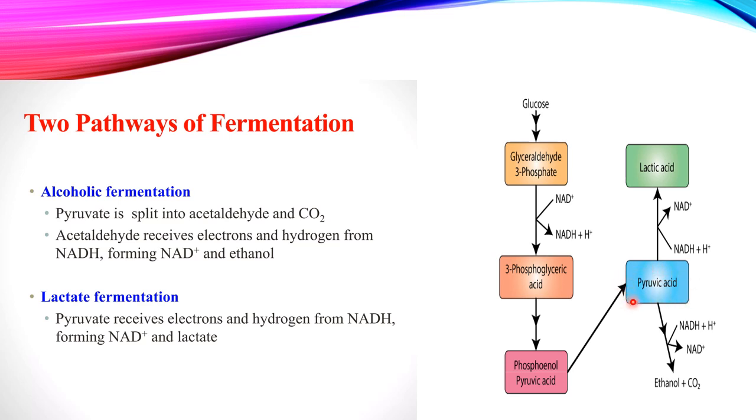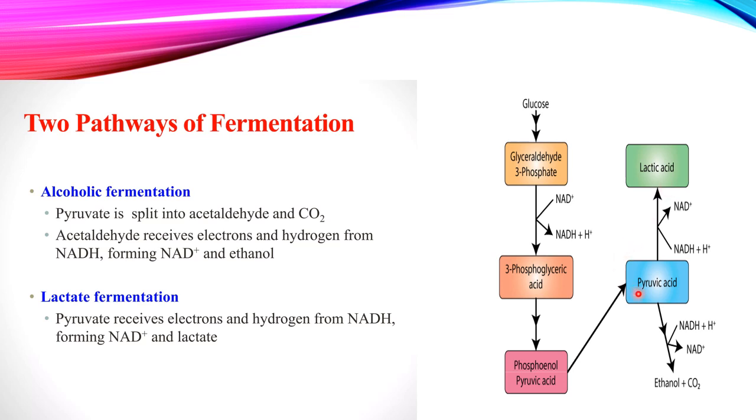Once this common product, pyruvate or pyruvic acid, is achieved, it can result in the formation of lactic acid, where the pyruvate itself accepts the hydrogen from the NADH, oxidizes the NADH to NAD, and results in the formation of lactic acid. And this NAD again can be used in the glycolysis cycle. This formation of lactic acid is called lactate fermentation.